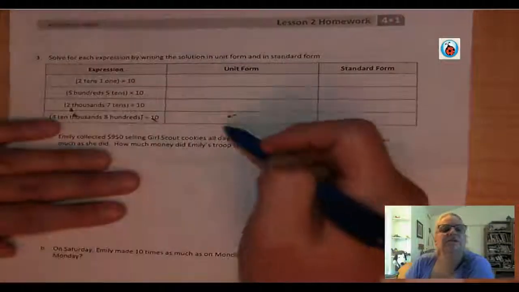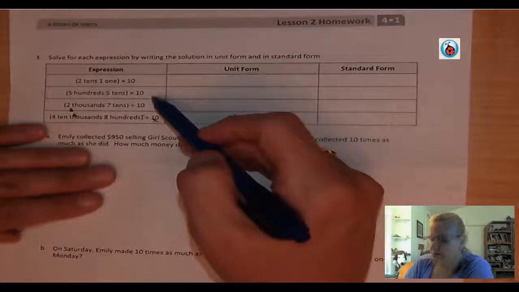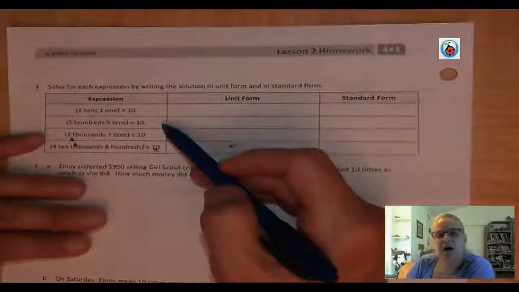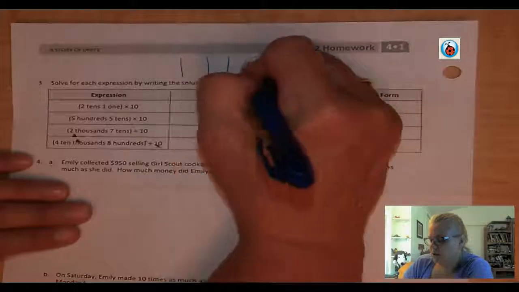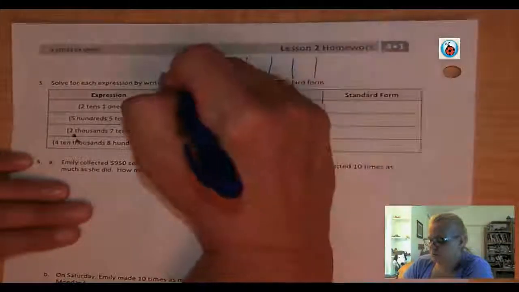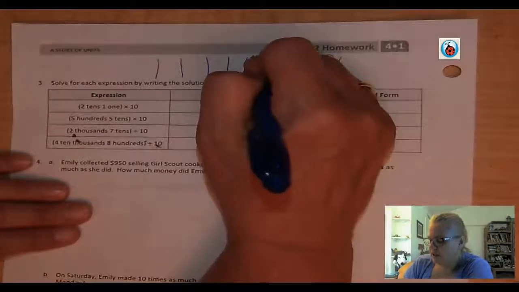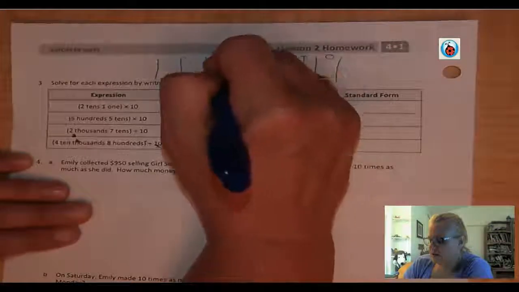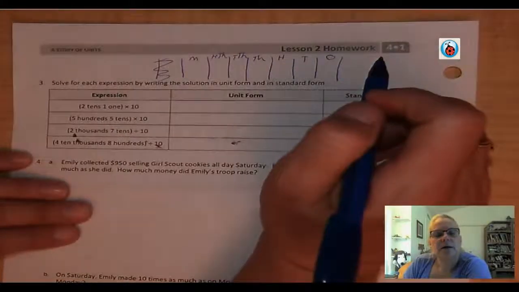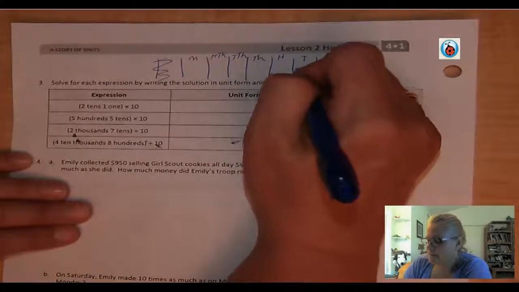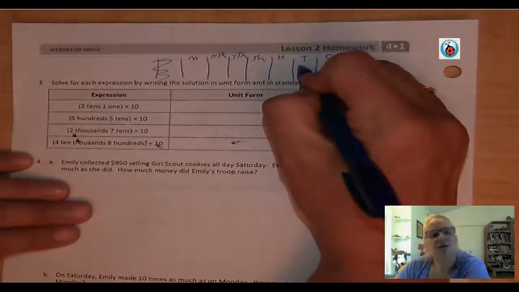Alright, so we're going to solve for each expression by writing the solution in unit form and in standard form here. Now, this is a little bit different. I'm just going to make a chart at the top of my paper. So this is ones, tens, hundreds, thousands, 10,000s, 100,000s, and millions. I got one extra. Okay? You can do this for each one. I'm going to do it for the first one, and you can do it for each one after that.